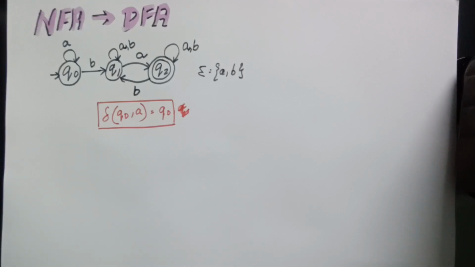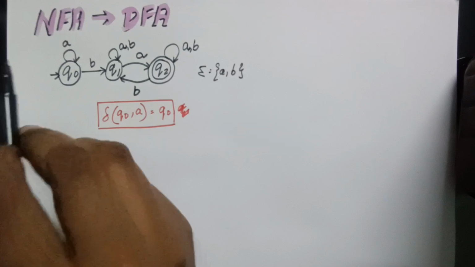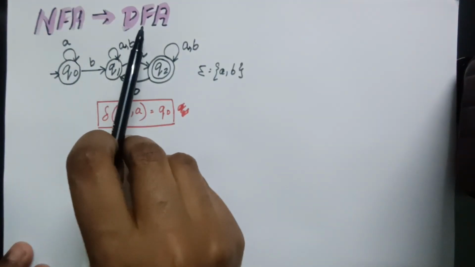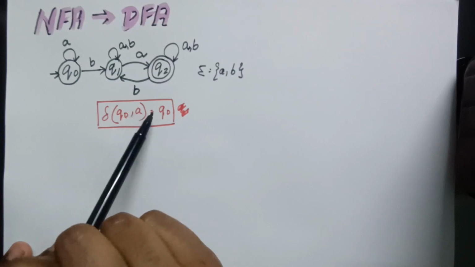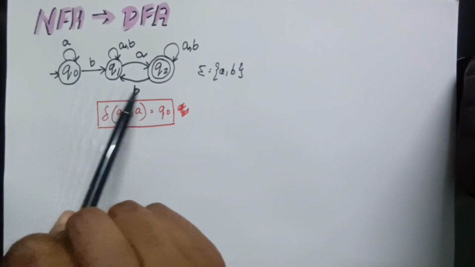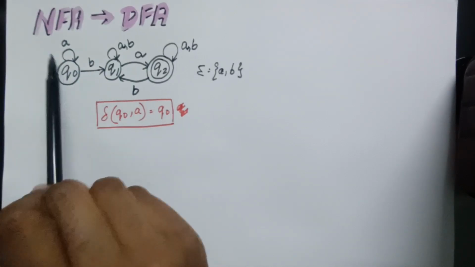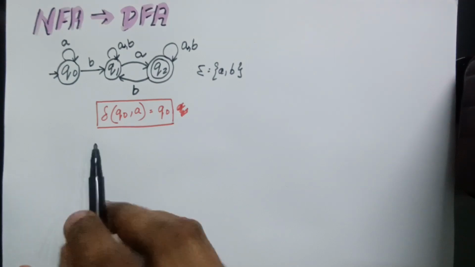Hi guys, today we are going to see an easy method of how to convert NFA to DFA. So the formula that we have used is delta Q naught comma A is equal to Q naught. Okay, so first you draw the transition diagram for NFA.